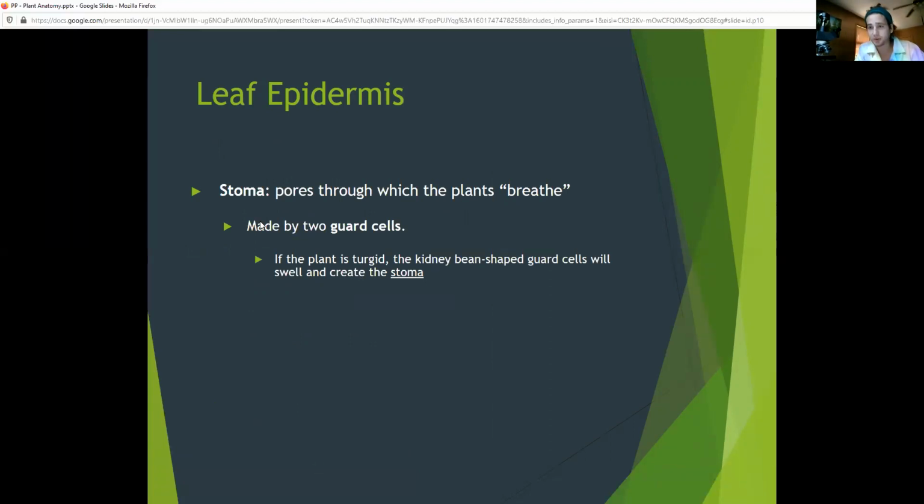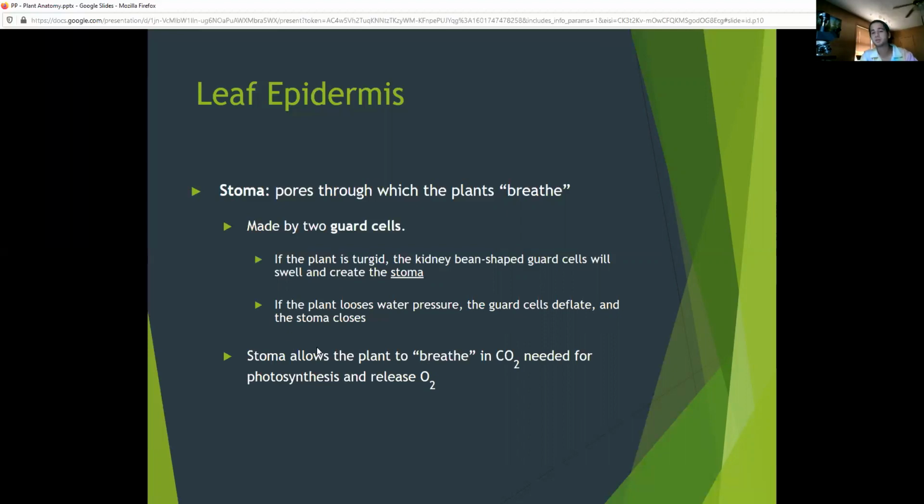If the plant is turgid, which means there is lots of water in the cells, which means it is sitting in a hypotonic solution, that's why plants always need lots of fresh water. The kidney bean shaped guard cells will swell and create the stoma, that opening. The plant loses water pressure, the guard cells deflate, and the stoma closes. The plant starts to wilt because it has lost that turgid pressure. And that helps to prevent water loss, but that's also why you see your plant wilt. When you see your plant wilt, it's a sure sign that it's thirsty and you need to give it a little drink.